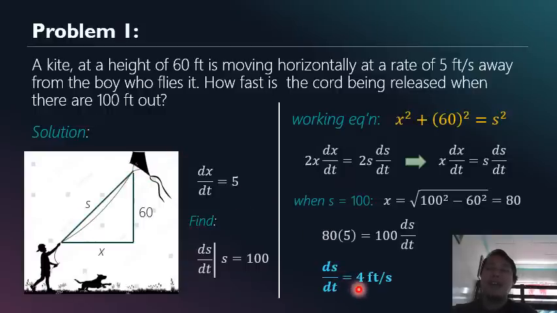Okay, so another thing is the sign here, no? Positive. So that means lumalaki yung ds over dt. Natural, lalaki yan. Bakit? Kasi pinapakawalan mo, no? But in the case na makakuha ka ng sagot na negative, ibig sabihin yung quantity lumiliit.